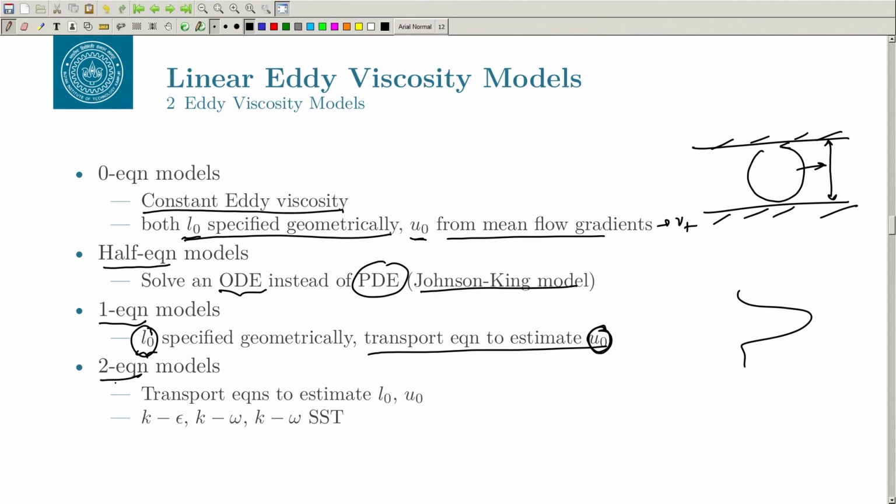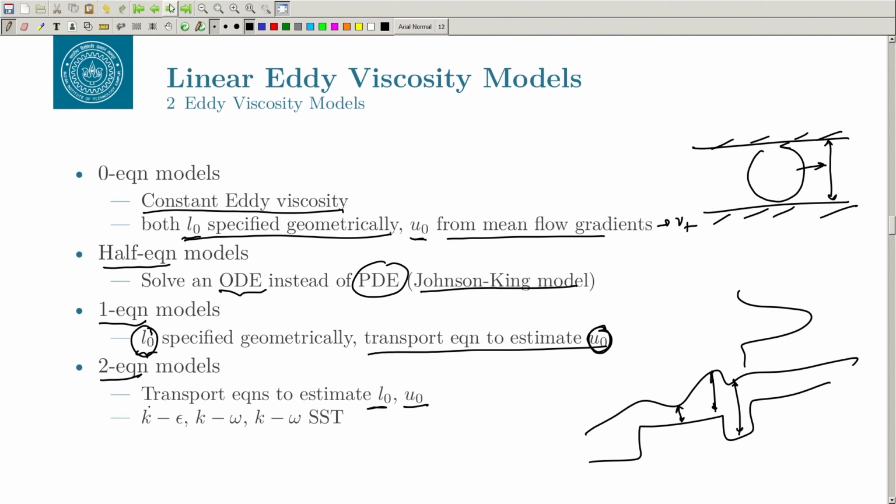And then we have two equation models. We have to basically get the equations for both the length scale as well as the velocity scale. So, we are not using any geometrical parameter, and the problem with the geometrical parameter is that if the flow is complex, then this length scale is changing everywhere. Let us say you have a configuration which is going like this. The width is changing everywhere, the flow is changing everywhere. So, if you define the scale based on this length, this may not work here, this may not work here, and so on. So, geometrical characterization of the length scale is not suitable for complex flows.